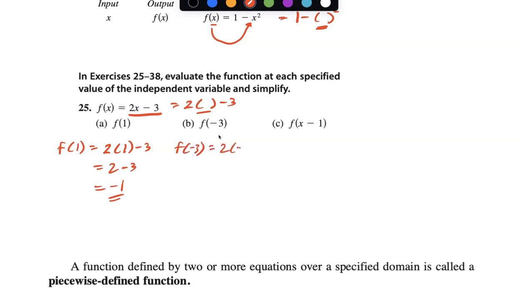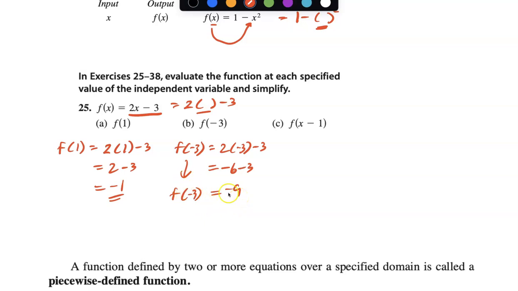2 times negative 3 minus 3. Simplify, I get negative 6 minus 3, so I get negative 9. And by the way, let me write this. You don't have to do this, but let me bring that down. This is just like a sentence. You're saying, hey, when I plug in negative 3, I get negative 9.